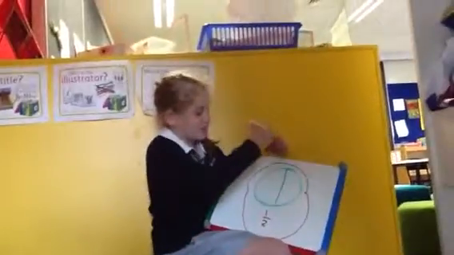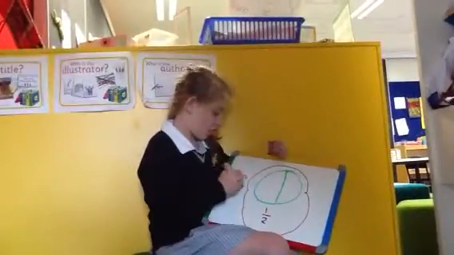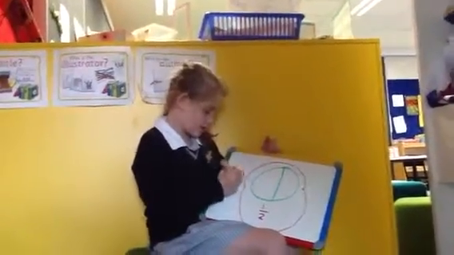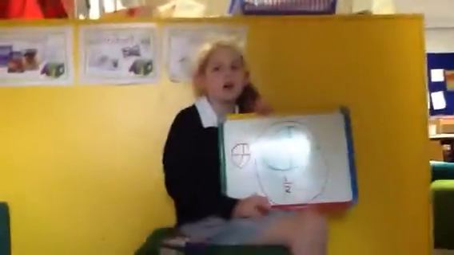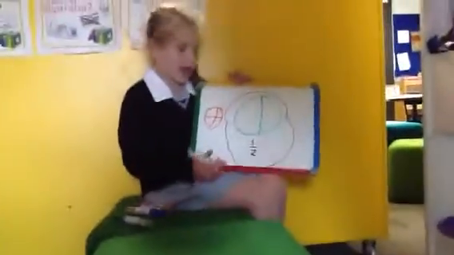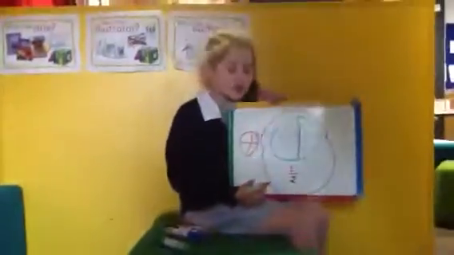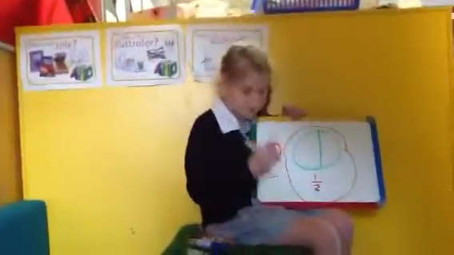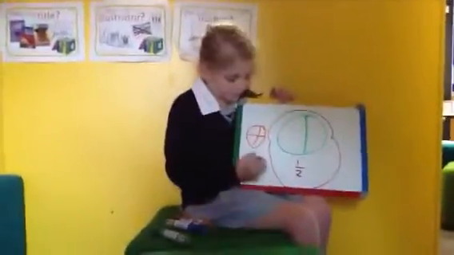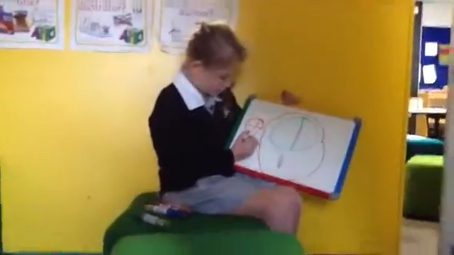Could you by any chance tell me what this is? That is a quarter. How could you write a quarter? Well, you could do a line in the middle again. You write a 4 on the bottom and a 1 at the top. Great. Good job. And that is a quarter.